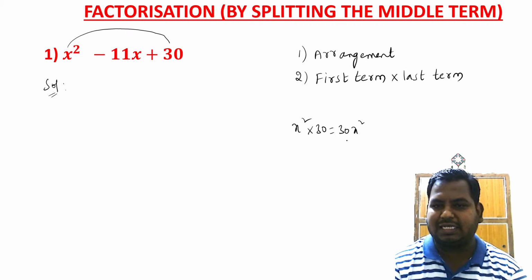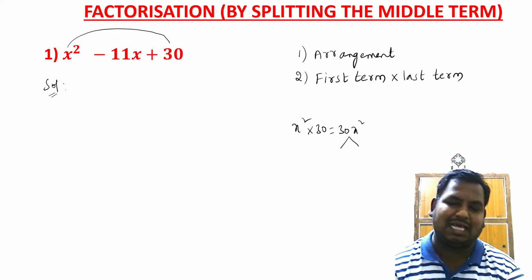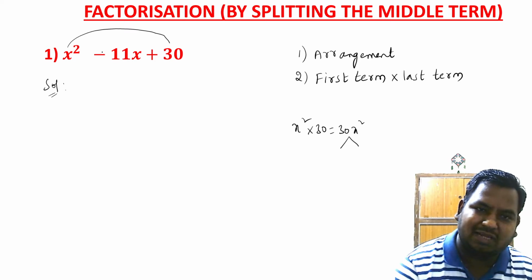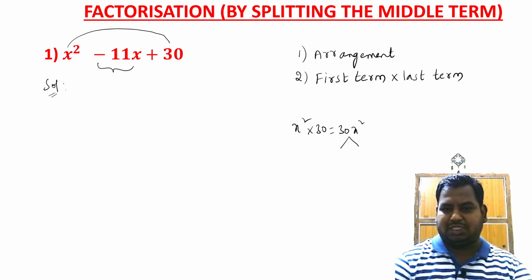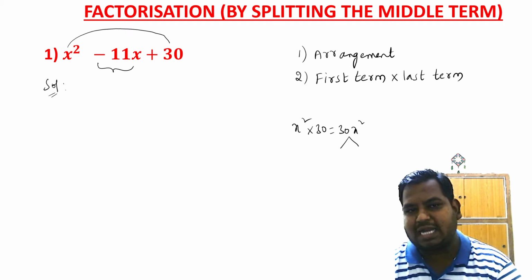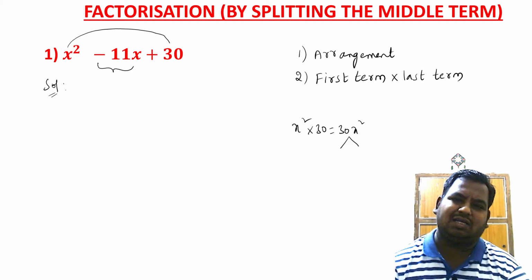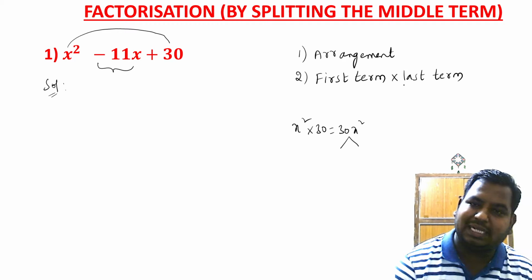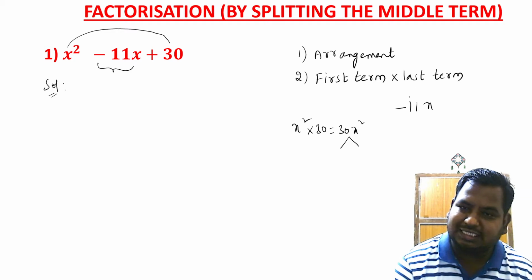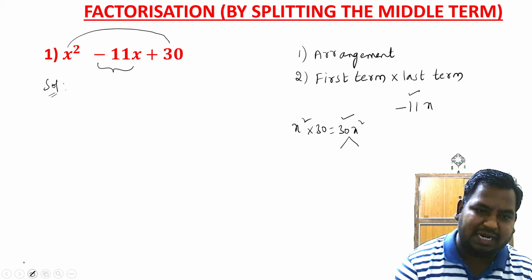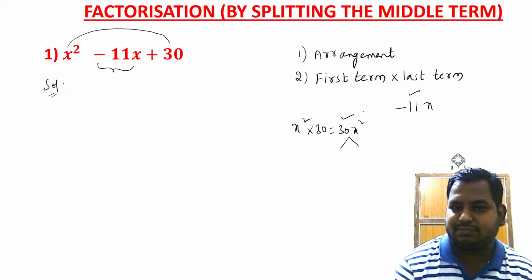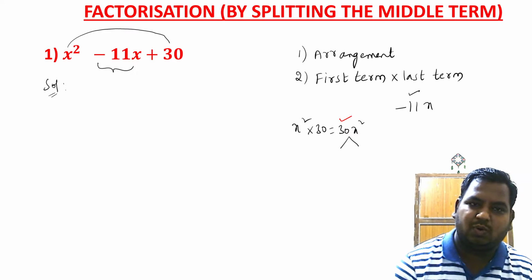Now we have to split 30x square into two terms such that when we add them we get minus 11x, and when we multiply them we get 30x square. For a moment we'll consider only the numerical coefficient of both the terms. We'll consider minus 11, we'll consider 30.